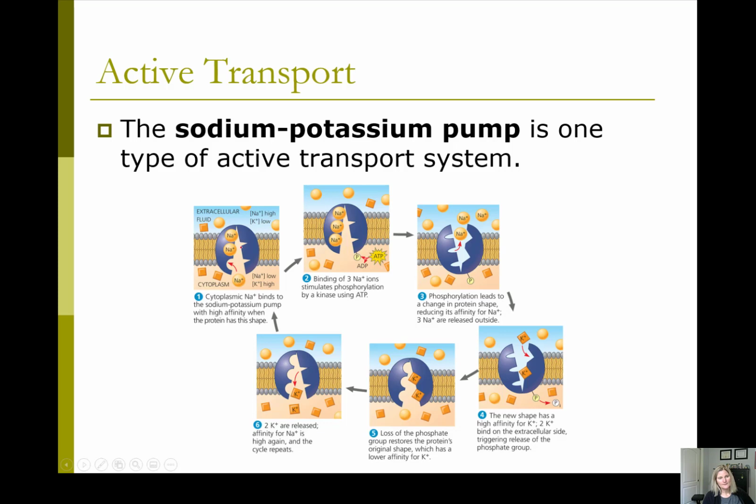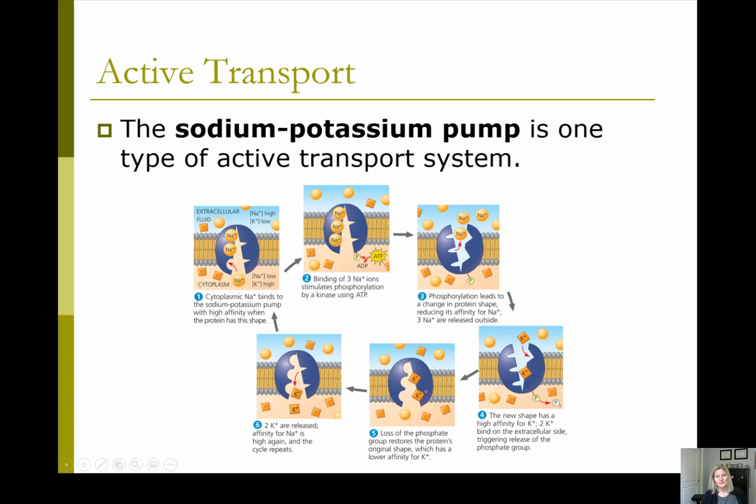So in this situation, we have low sodium inside, high sodium outside, and we're going to be pumping more sodium out of the cell. You can see how that is occurring with the action of ATP. Now the sodium is released from the cell, where we still have more sodium outside than inside. The same thing is going to occur with the potassium. We already have a high concentration of potassium inside the cell, but we're going to get even more in. So we're adding even more in through active transport.